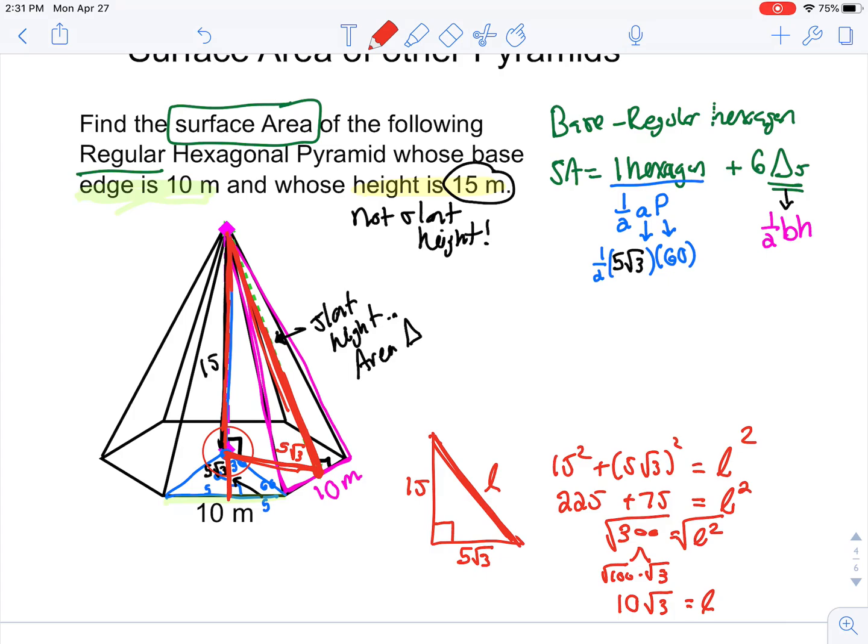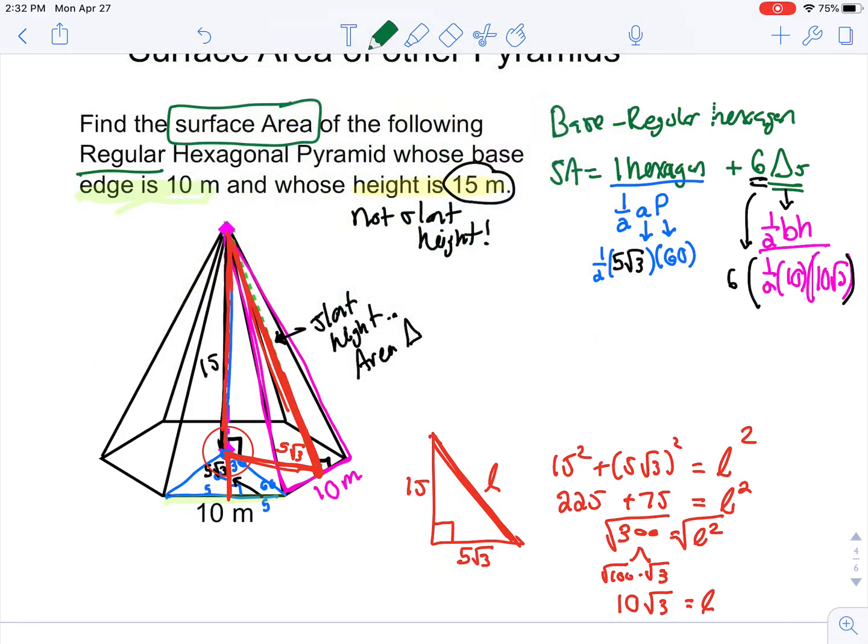Okay, now keep in mind that that slant height is actually the height of one of the lateral triangles. So now I can go back up to my formula for one triangle, 1/2, the base is 10, that height or slant height was 10 root 3. And since we know that there are 6 triangles and they're all the same, I'm going to multiply all that by 6. Okay, so lots going on here.